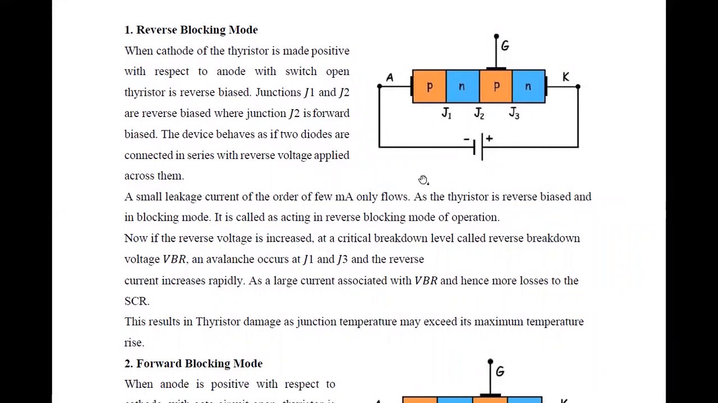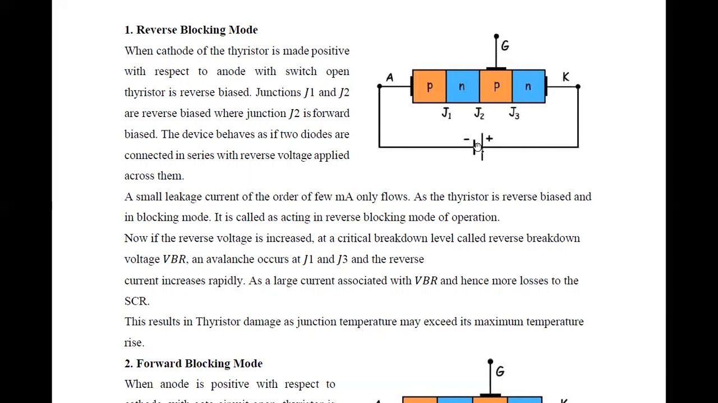And a very small amount of leakage current, in the range of a few milliamperes only, flows, and that is known as leakage current. So as it is connected in reverse bias and it is blocking the current, the mode is said to be reverse blocking mode. In order to conduct the current, all three junctions should be in forward bias. As in this mode, only junction J2 is in forward bias and junctions J1 and J3 are in reverse bias, SCR does not conduct any current.